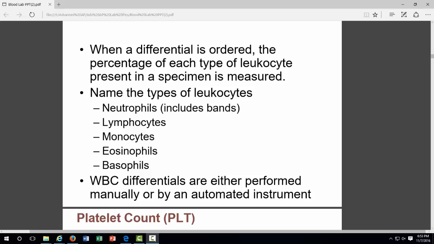Eosinophils and basophils are higher when someone has allergies. Eosinophils also are higher when someone has a parasitic worm infection. Monocytes are sometimes higher in people with mononucleosis, but there's other white blood cells that are elevated as well.